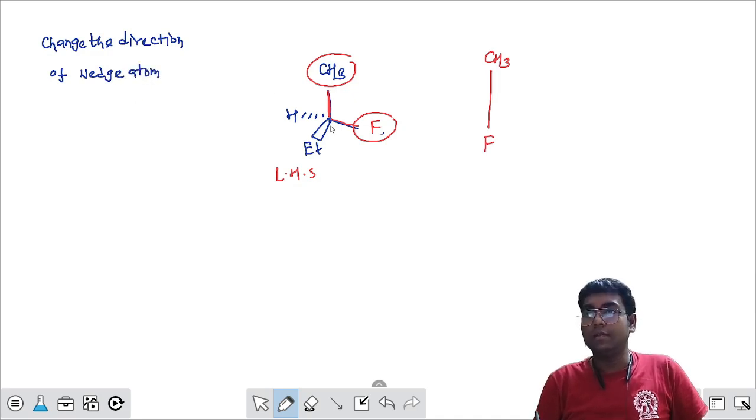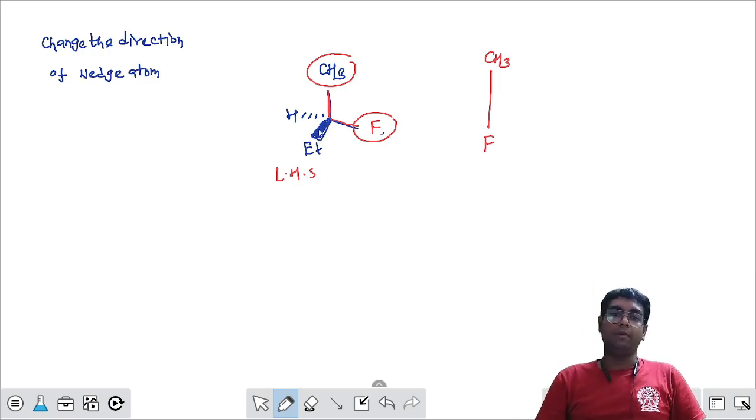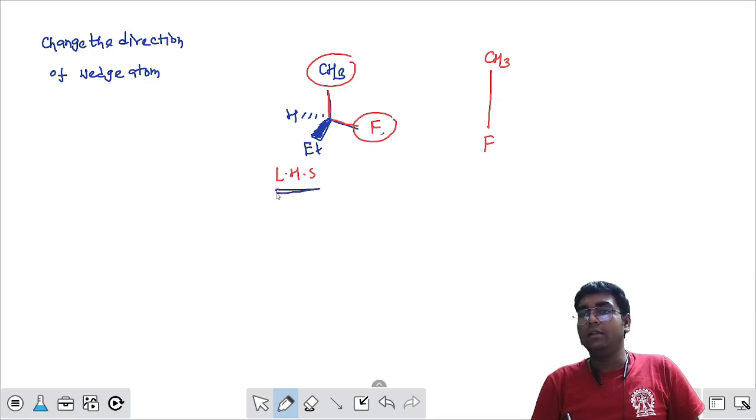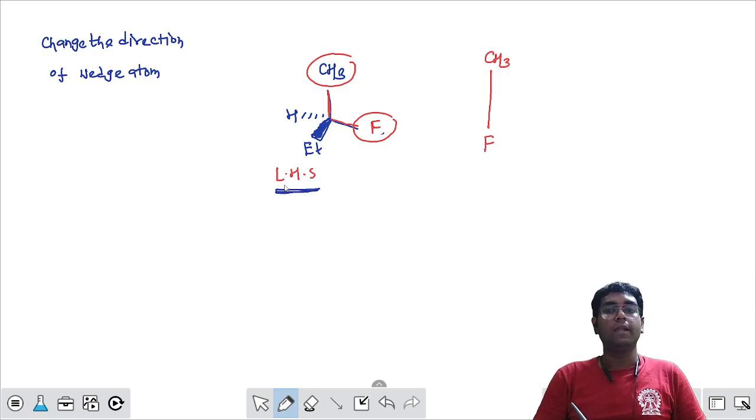So what is the wedge atom? This ethyl is the wedge atom, above the plane atom, whatever you say it, wedge atom or above the plane. So whatever atom will be present above the plane, we have to change the direction. So we know that upon doing the linearity, the above the plane and below the plane atoms are residing on the left hand side.